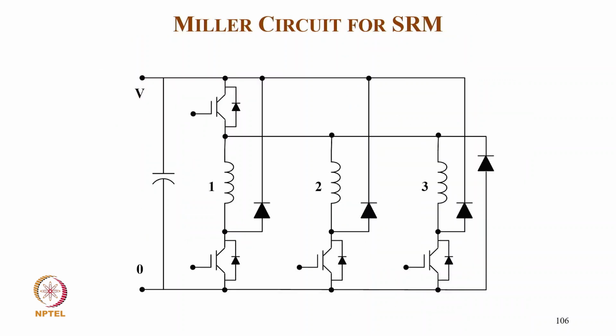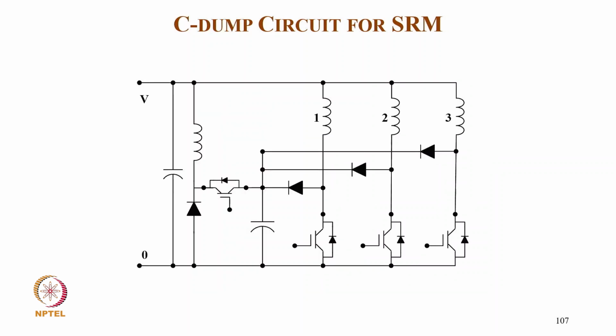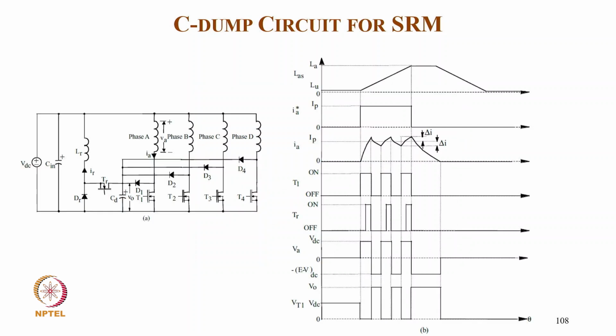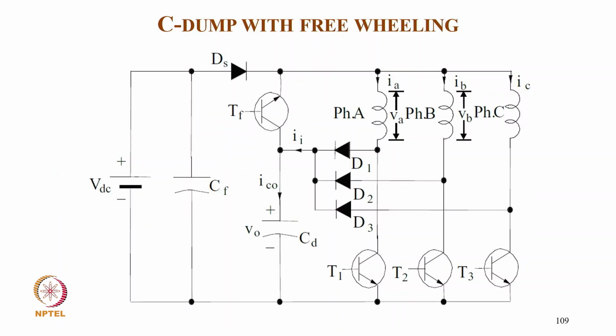This is your Miller circuit with N+1 switches, so for 3 phases 4 transistors are used, and the upper transistor is shared among all the 3 phases. So ideally, we have to have only one device conducting at a time. This is another C-dump kind of circuit. Here also you can switch on the transistor, then current flows, then when you switch off, the large inductance voltage is partly stored in the capacitor, but some goes through the diode automatically back. These are the basic operations of how the excitation is done.